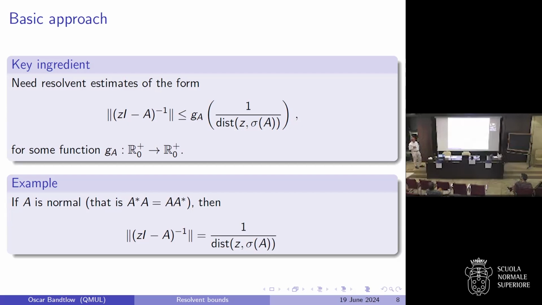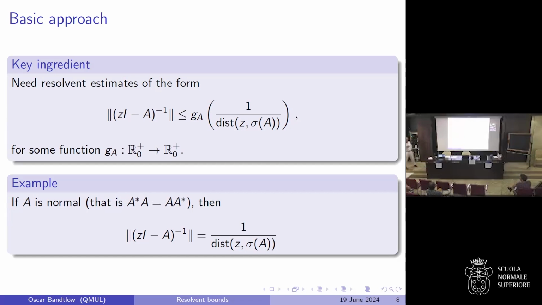So what is this fashion I'm talking about? I assume that I have a function g defined on the positive reals that bounds the blow up in the following sense. It bounds the blow up in terms of 1 over the distance of my point z to the spectrum of A. Okay, so I assume that I have a bound like this, and I'm allowed to assume that this function depends on my operator A only.